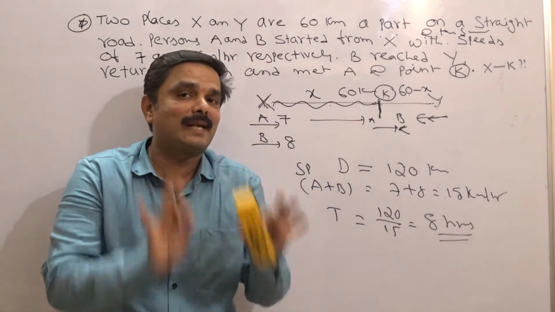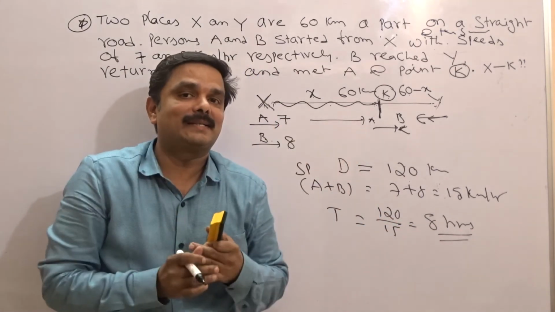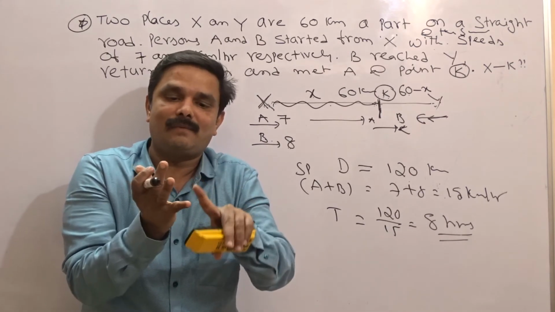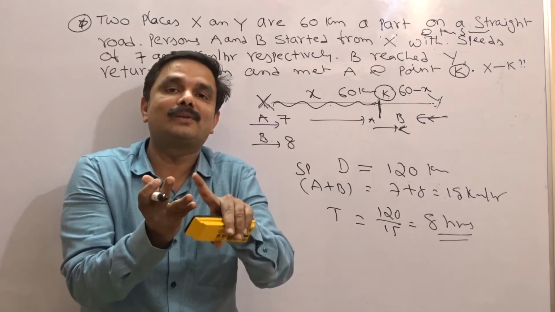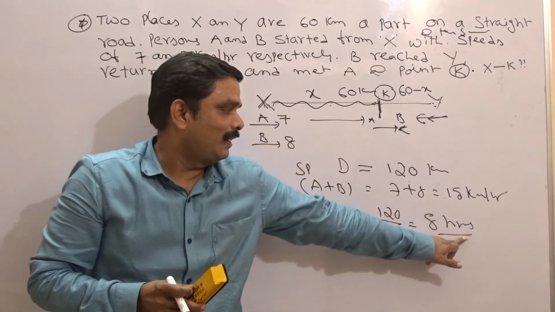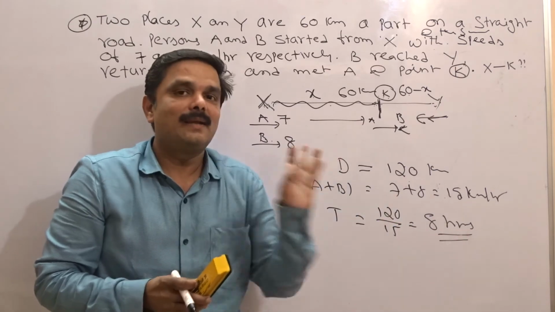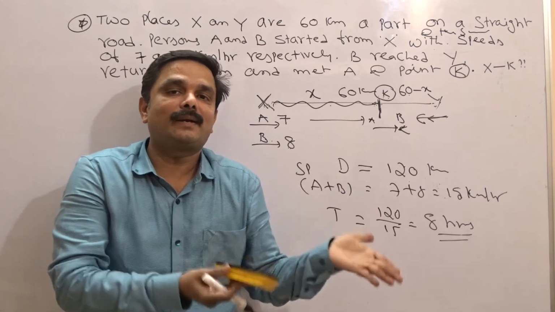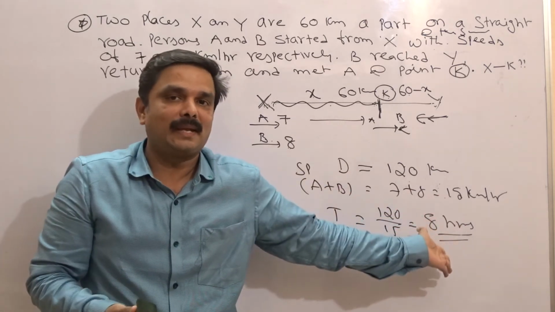They have not traveled collectively for 8 hours. A traveled for 8 hours. The meaning of that one is A traveled for 8 hours as well as B also traveled for 8 hours. So now I can conclude that the total time taken is 8 hours, 8 hours for A, 8 hours for B there. Since they have started at the same time, it doesn't make any difference.